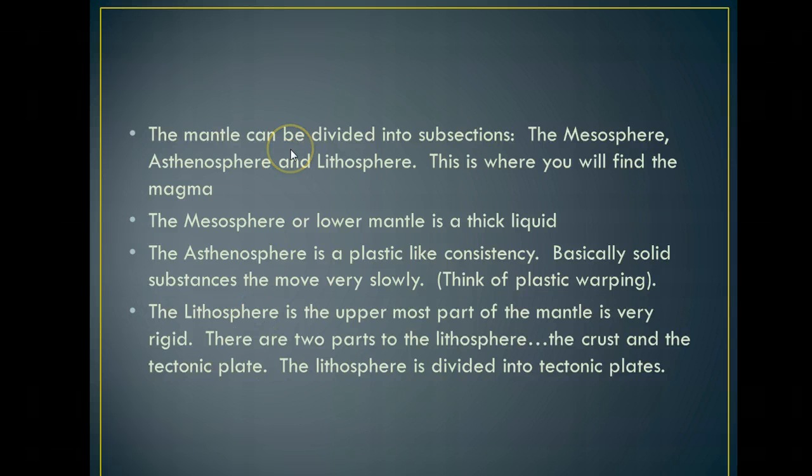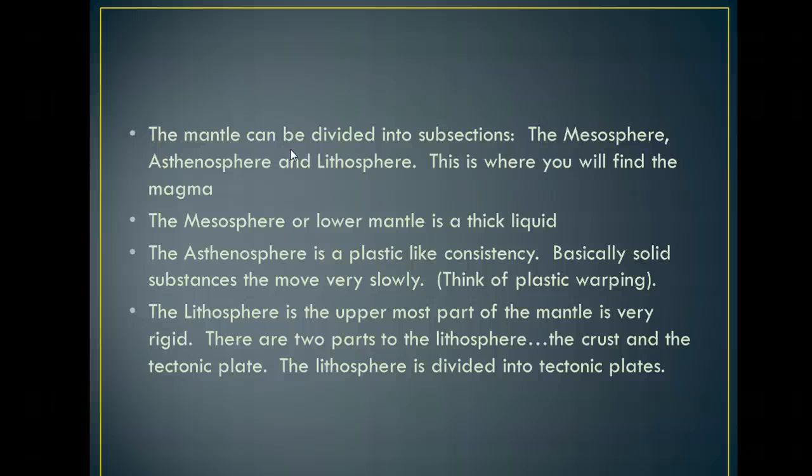Next, you have the mantle, and the mantle can be divided into different subsections. You have the mesosphere, asthenosphere, and lithosphere. This is where you're going to find all the magma. The mesosphere, or the lower mantle, is a thick liquid. It's the closest one to the core.